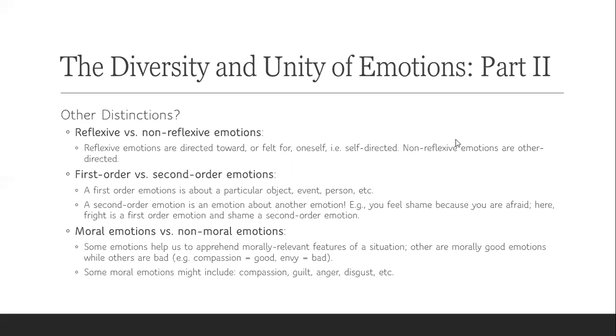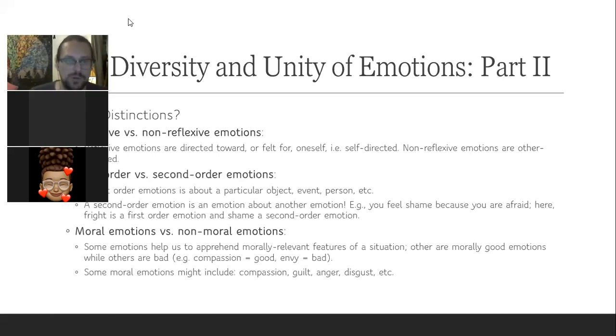So I've got here an example of a moral emotion that's good, or considered to be good, and that's compassion. On the flip side, envy is a moral emotion in the sense that it's not a good emotion to have, right? So what are some other examples of moral emotions? I have lots here: compassion, guilt, anger, disgust, envy, and so on. But which of these emotions are moral emotions in the sense that they're good or bad? And which of these emotions are moral emotions in the sense that they represent for us morally relevant features of a situation?